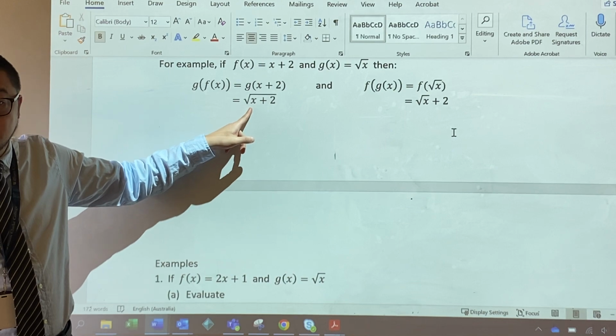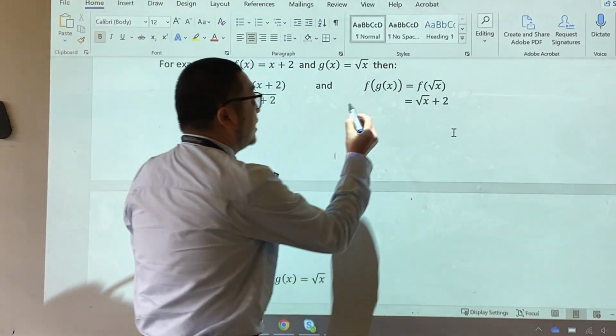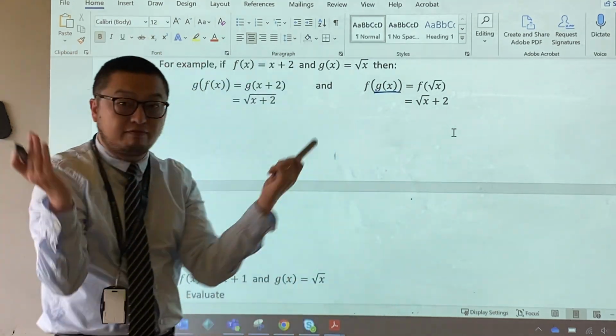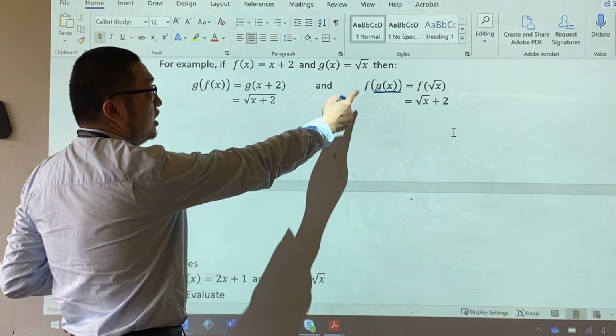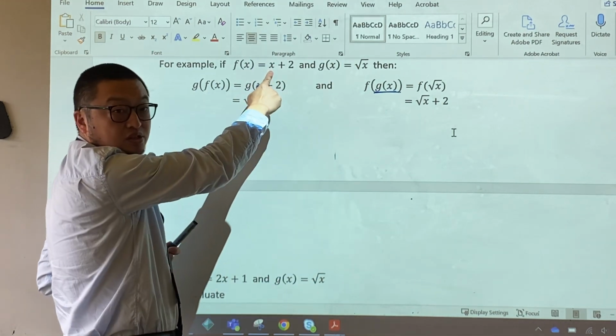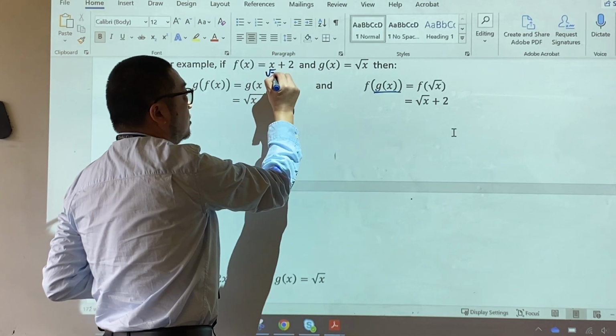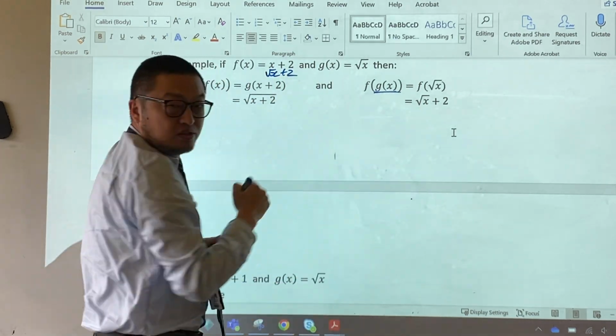Is it okay? Now this one, we do g of x first. We do whatever is inside the big bracket first. We do g of x first. What's g of x? g of x is square root of x, which means square root of x goes into f of x. That's why this x becomes that. That's why the final answer is this.